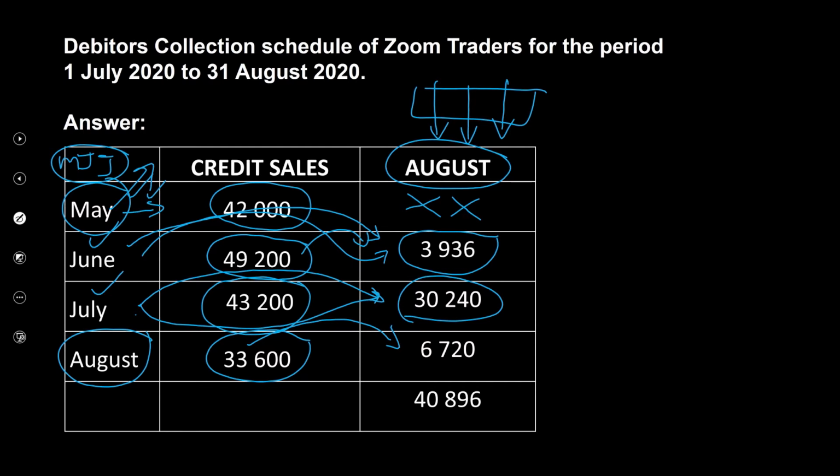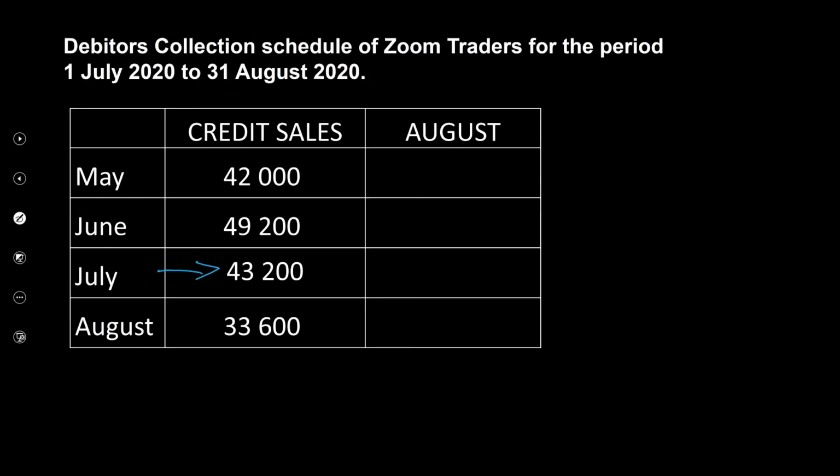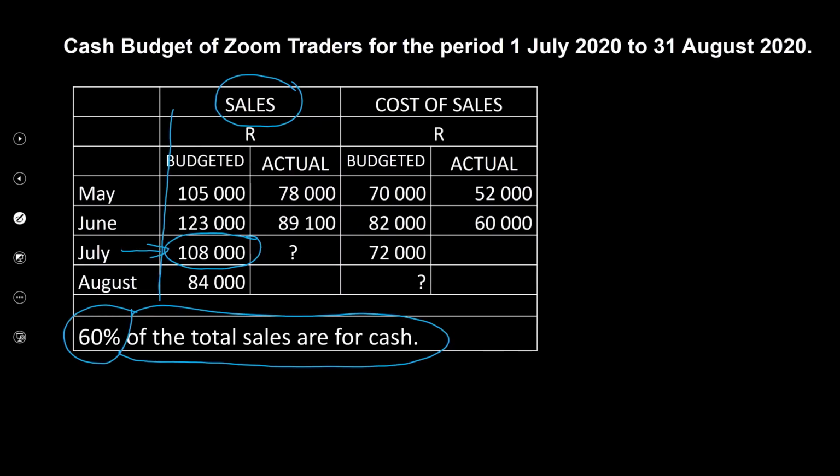Clear, guys? Then obviously you come to August, and 20% will pay you in August, which we've calculated to be 6,720. So in this way, you've now done two things. One, you calculated the credit sale for July. Let's go back and see that one there. Again, that was calculated by looking at your total sales figure, of which you then took 40% to determine your credit sale.